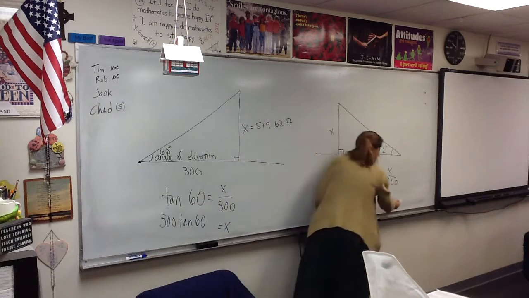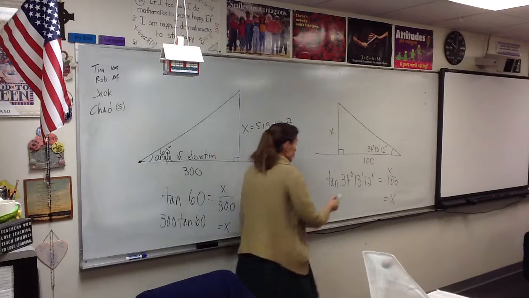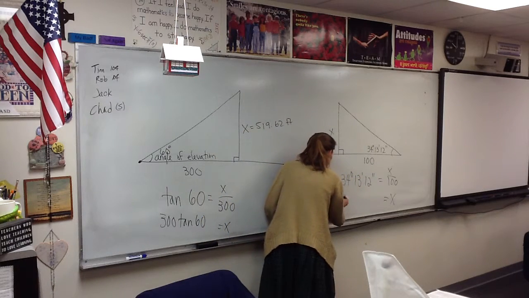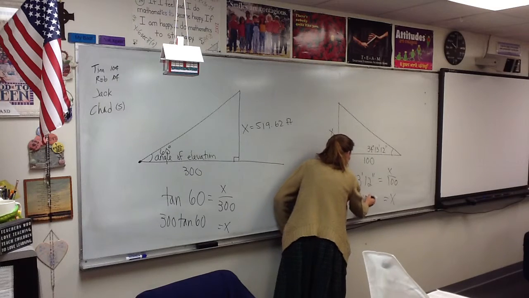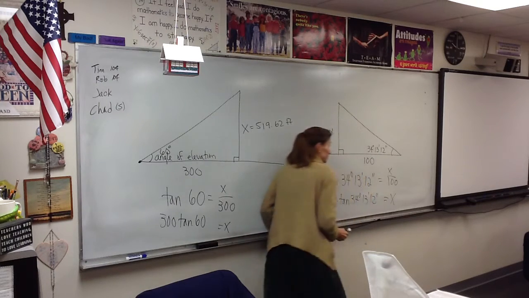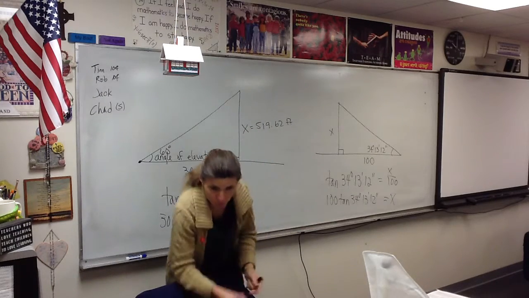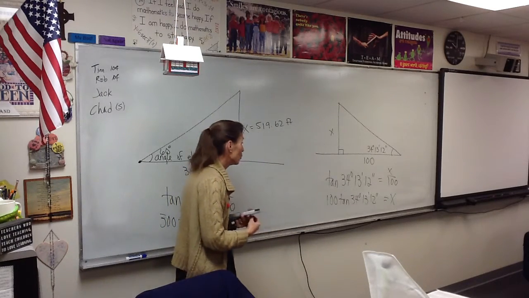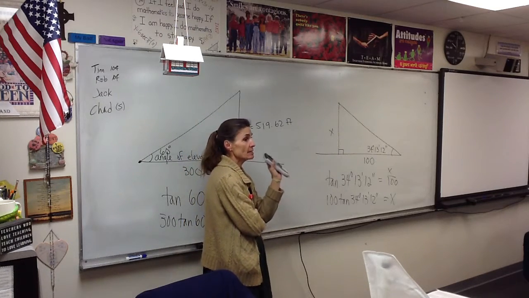So what I'm ultimately going to type into my calculator, remember you're trying to figure out x, so you're going to multiply by 100. You're going to type 100 tangent 34, 13, 12. Now let's review how to do that. Once again, my calculator is set in degrees.